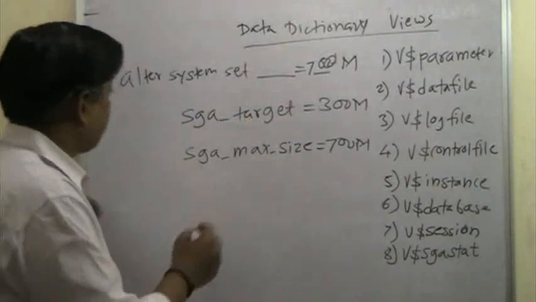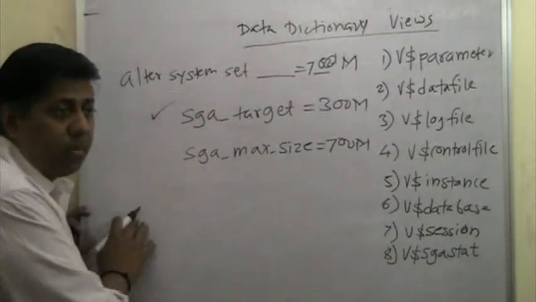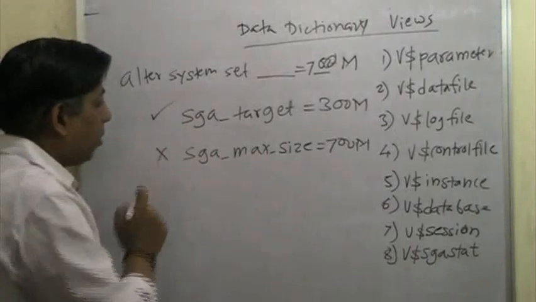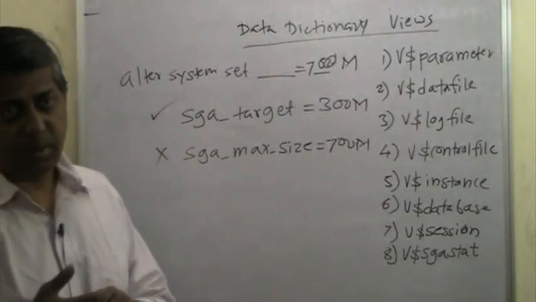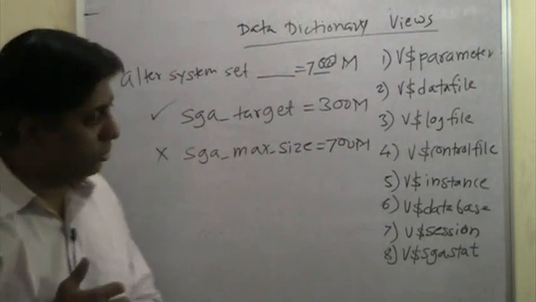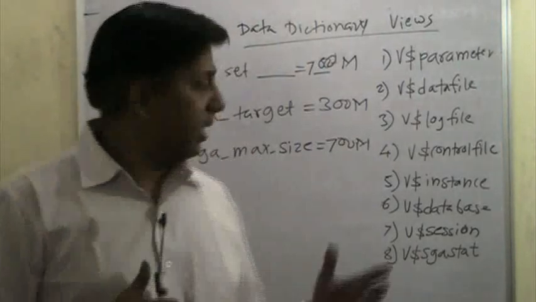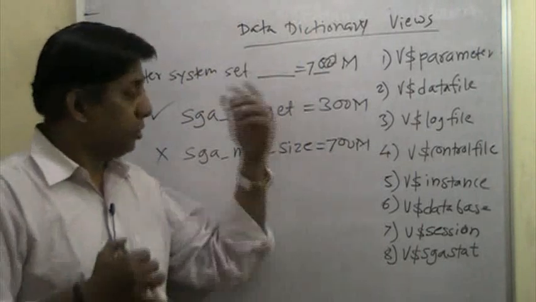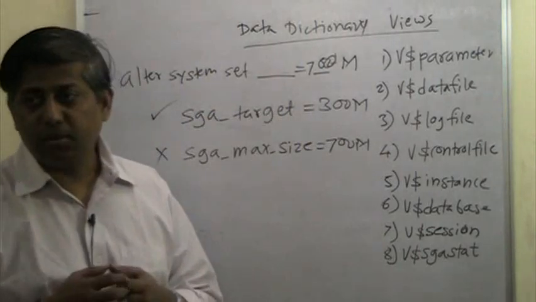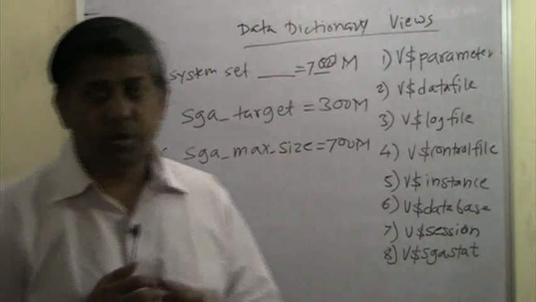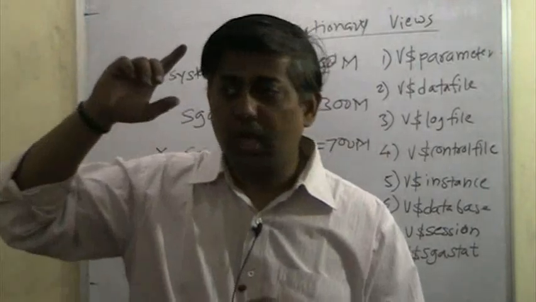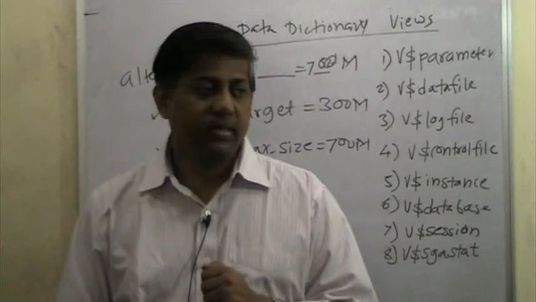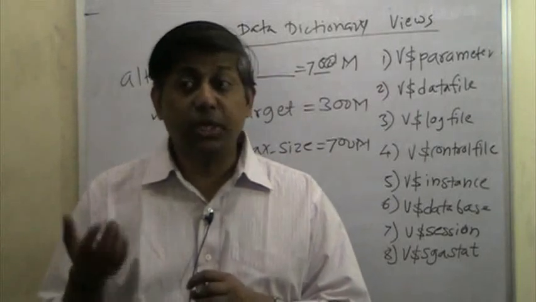So up till this point you should know that this parameter can be changed dynamically by using the ALTER SYSTEM command, and this parameter cannot be changed dynamically using the ALTER SYSTEM command. In 11g? In 11g also, yeah. This cannot be changed. Now, but I do want to change my SGA_MAX_SIZE. I do want to change it to 800. So what do I do? I still have my old option. I have to shut down the instance and then change. But now change where?